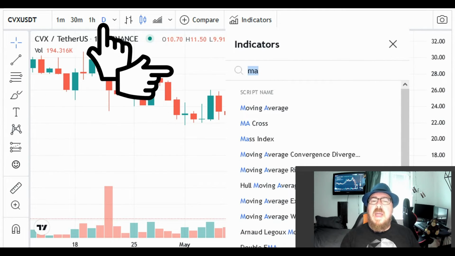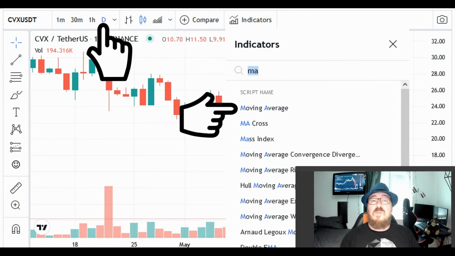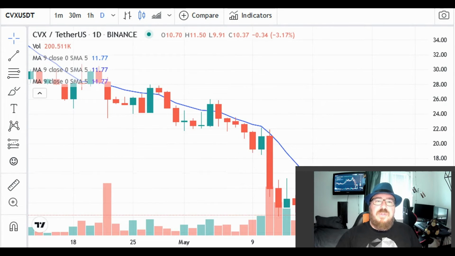Type in MA there, and this should take you down straight to moving average. So click on moving average, but don't click it just once. Click it 3 times if you want 3 moving average lines. On CoinMarketCap, you're only allowed 3 indicators, but other places should let you have a few more. After you've clicked 3 times, you should have 3 lines.